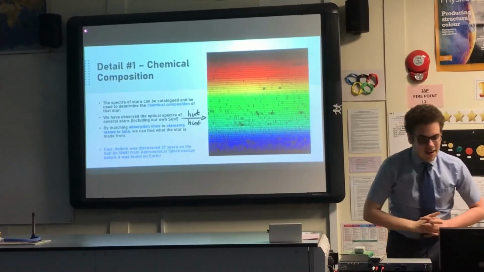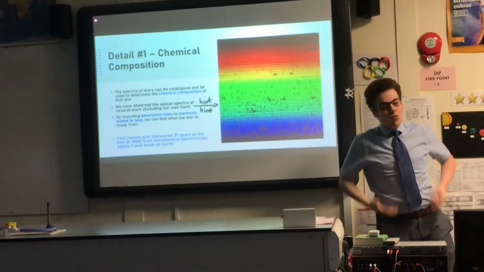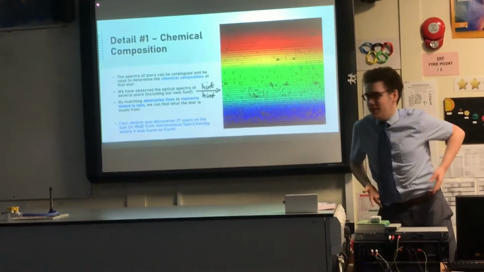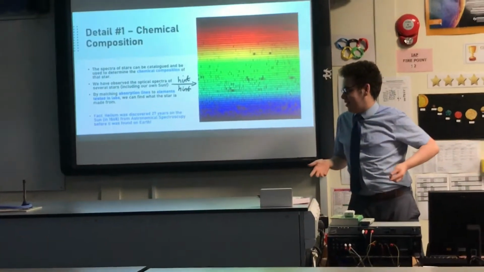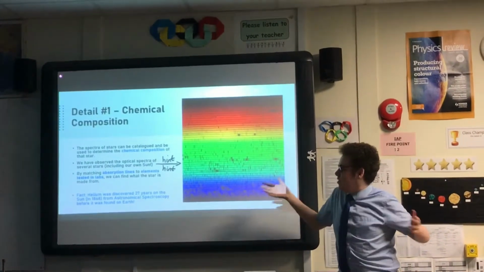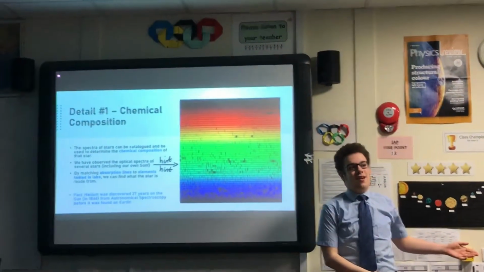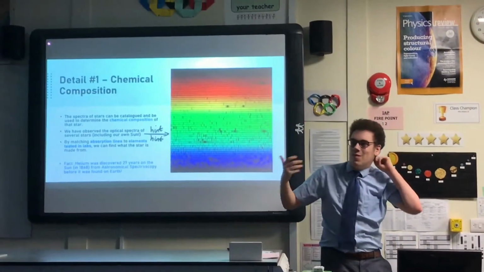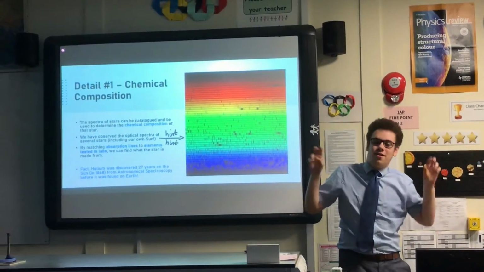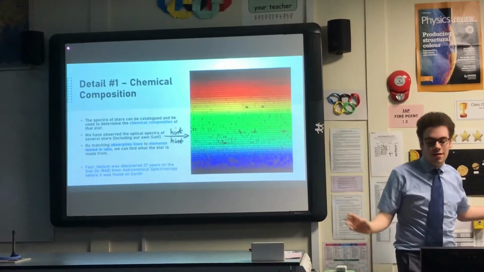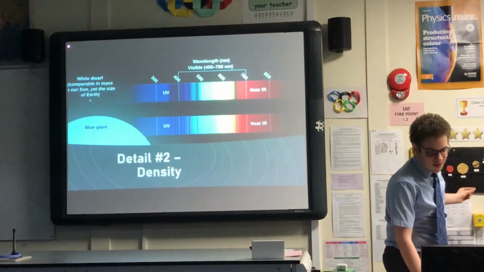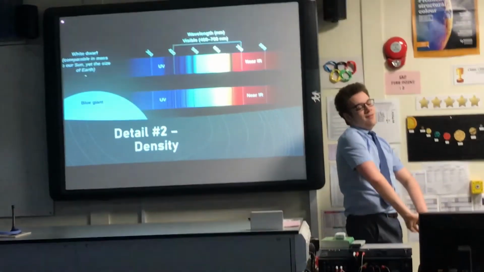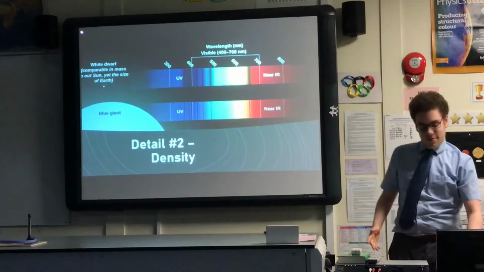And the fact is that helium was discovered on the sun in the year 1968 using this, 27 years before it was ever found on Earth. So this method has actually predicted an element before its formal discovery. So another detail we can find out is density.